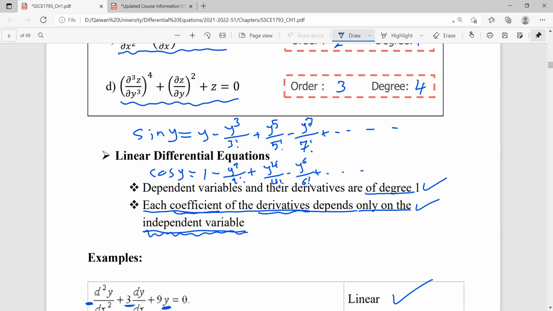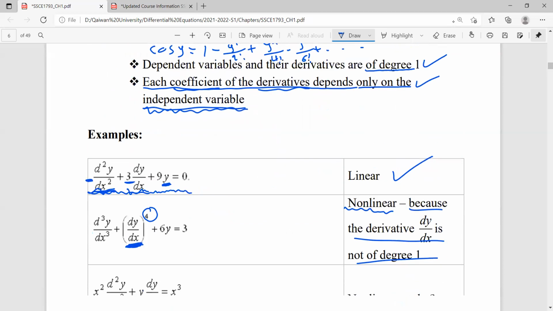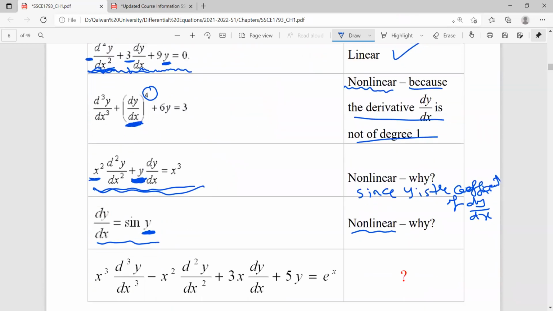If x is the angle of sine and cosine, it's okay. But for y, which is the dependent variable here, it must not be the angle of trigonometric functions. It must also not be the argument of a logarithm, and it must not be in a root.